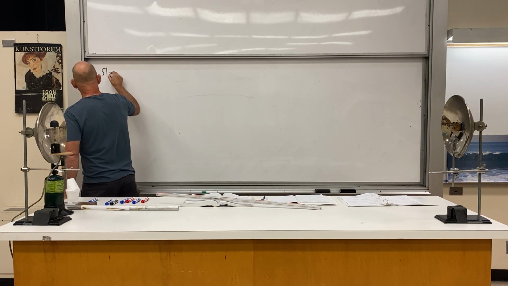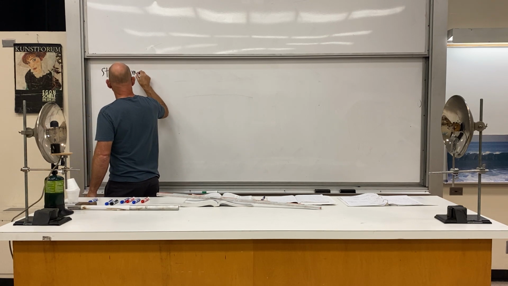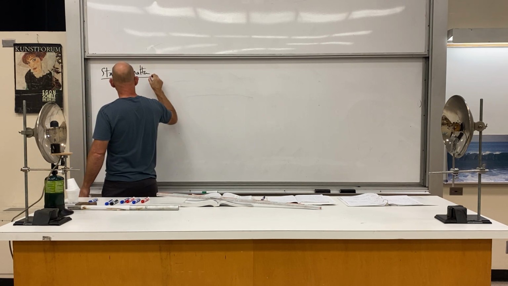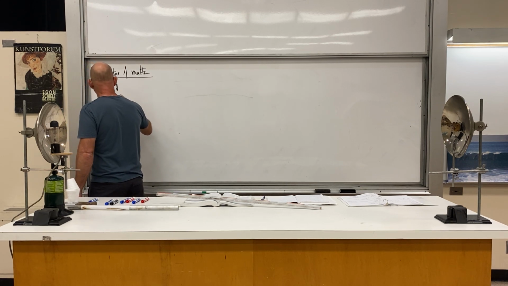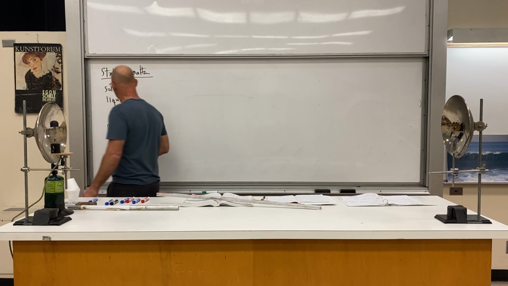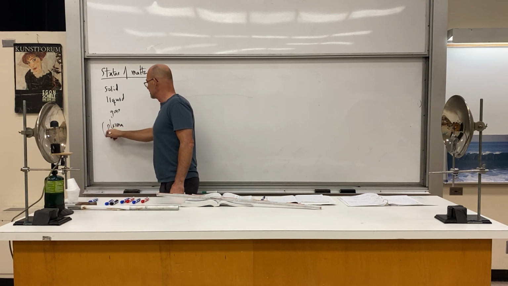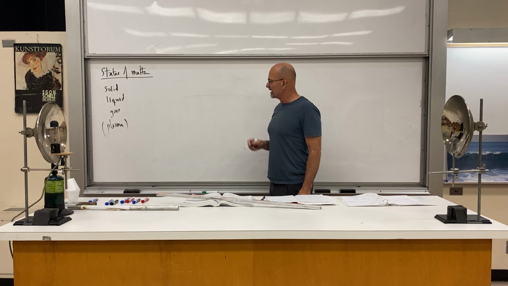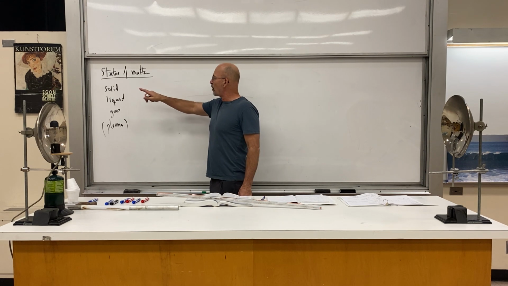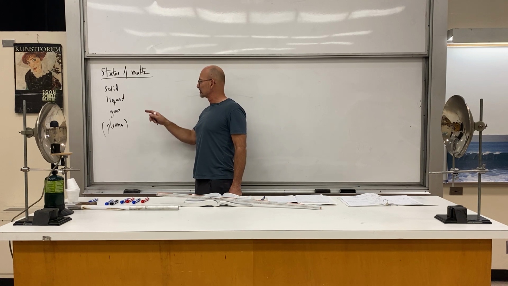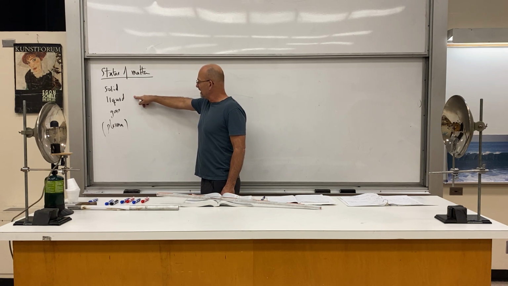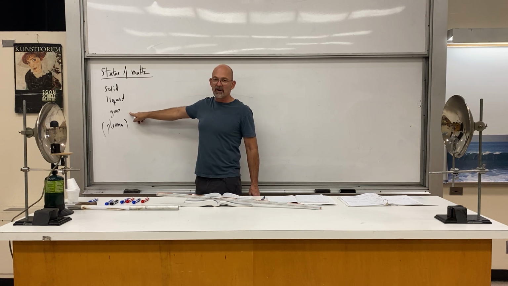So states of matter: solid, liquid, gas, plasma. We're just going to talk about solid, liquid, gas for the moment. If you think of water that's solid, it's ice, at less than 0 degrees Celsius. You can melt it, and then once you get it hot enough, you can vaporize it.